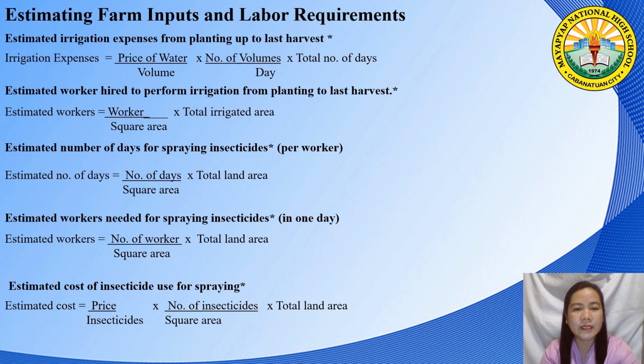Estimated workers needed for spraying insecticides is expressed as estimated workers equals number of workers over square area multiplied by total land area. Estimated cost of insecticide used for spraying is expressed as estimated cost equals price of insecticides multiplied by number of insecticides over square area multiplied by total land area.